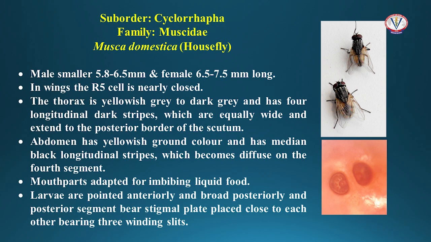Larvae are pointed anteriorly and have a broad posterior end, and the posterior end bears stigmal plates which are placed close to each other, bearing three winding slits.